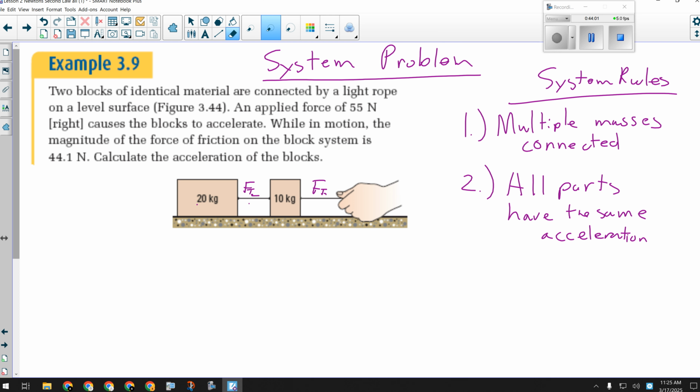So while their acceleration is all the same, and while I can combine them together and treat them as one, if a question asks me about individual forces within the system, they could be different. So rule number 3 is that masses can be combined or left separate, depending on the situation.